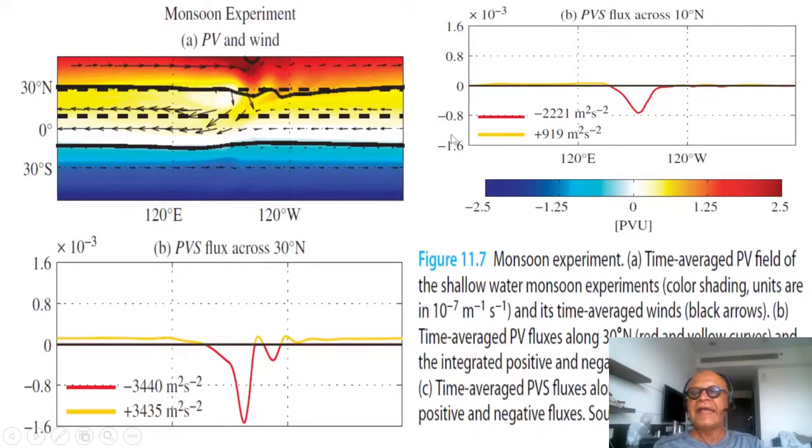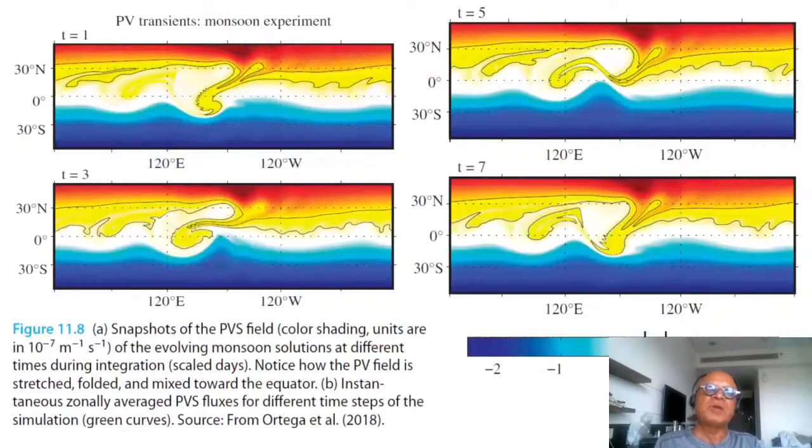flux, and at 10 north again you have a strong southward flux and northward flux compensated across the rest of the latitudes. So even with this simple shallow water model with imposed heating or mass source equivalent in this case, you get the solution that the PV is conserved on the isentropic surface in the upper level. You can look at the transients associated with this.